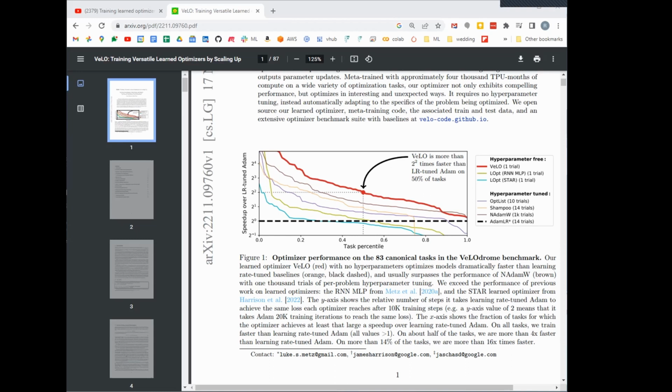Basically, there's lots of tasks. Some tasks it's much faster. Half the tasks it's 4 times faster, and it's always a little bit faster relative to Adam. Although, what is that brown one? NAdamW, which I don't even know what that is. On some tasks it's sometimes better, but in general it's faster. And this is your typical Google paper too. If you read to the top of the page there, it says meta-trained with approximately 4,000 TPU months.